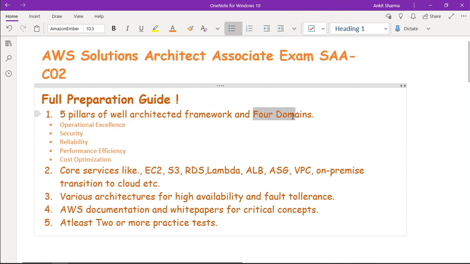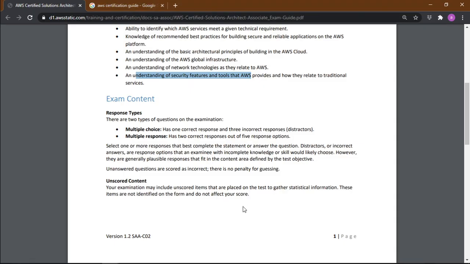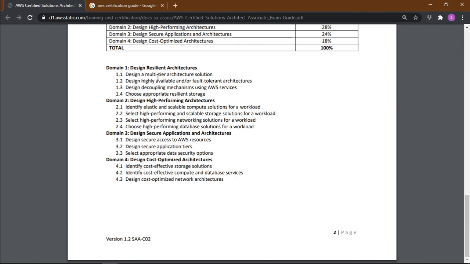Now, what about these four domains? These four domains are listed right here. You can see the first one is resilient architecture, the second one is high performing architectures, then secure applications and architecture that pertains to security, and then cost optimization comes.